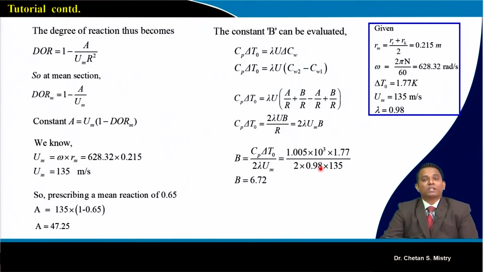Lambda is known to us, that is 0.98, and this is 135. So that gives me my constant B, which comes to 6.72. Based on this we can calculate our constants A and B. Now what is our target?